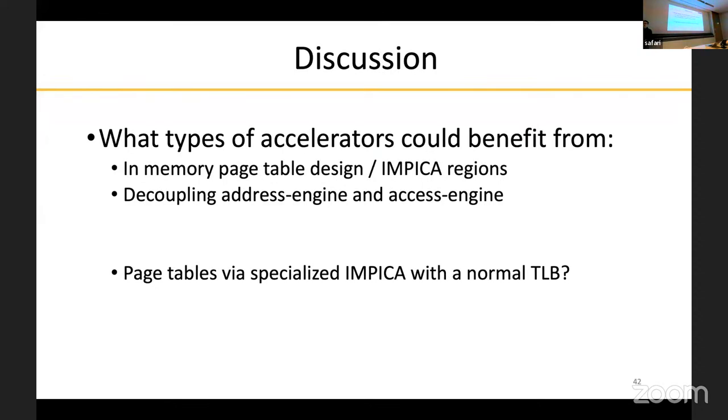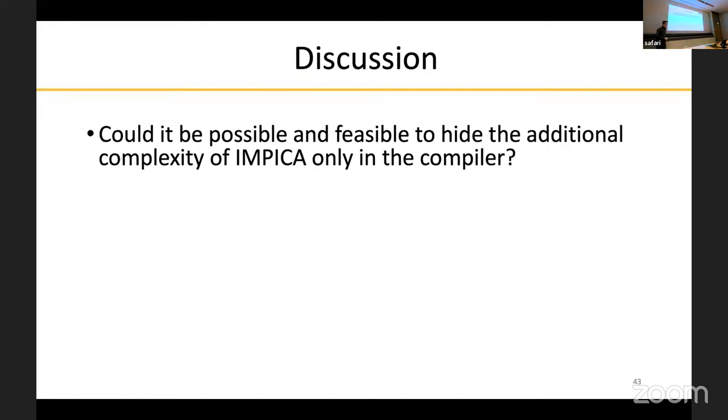Any other questions? We can continue to the second one. Okay. So the second question is whether it could be possible and feasible to hide the additional complexity of Impica only inside the compiler, or whether it is too difficult, or do you have any thoughts on this? Because Impica is quite complicated, but what are your thoughts about whether the compiler could take this work away or partially away?